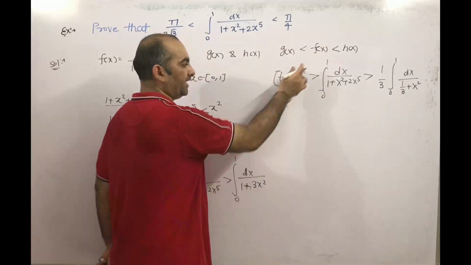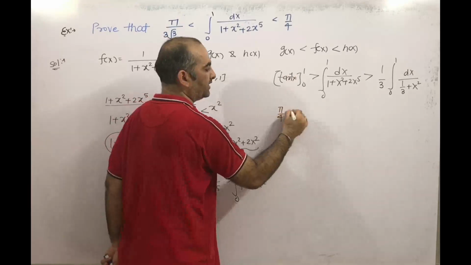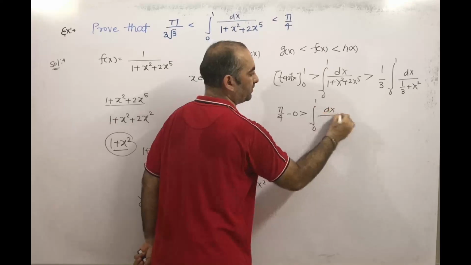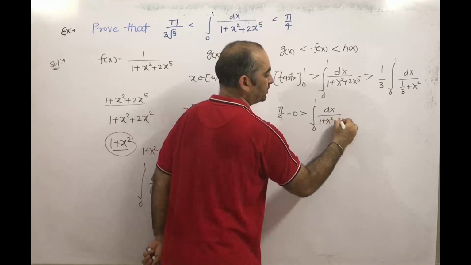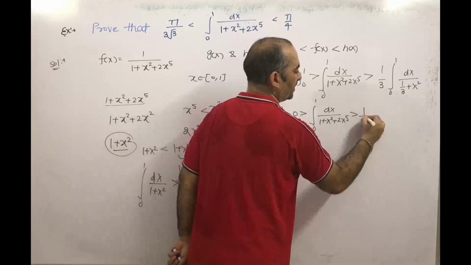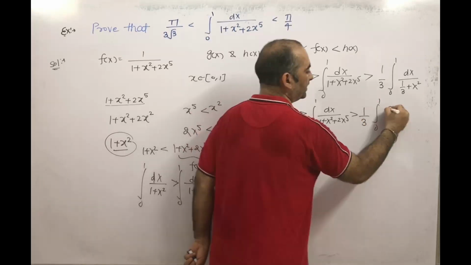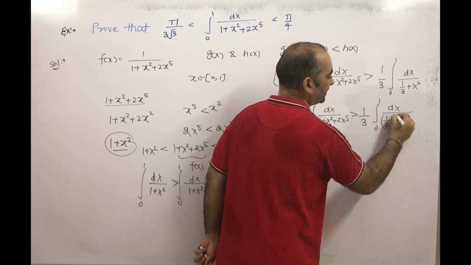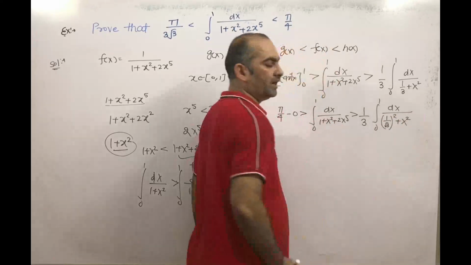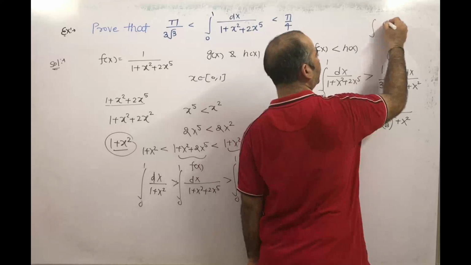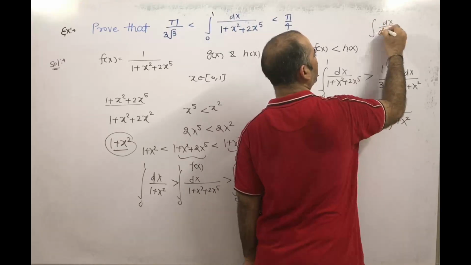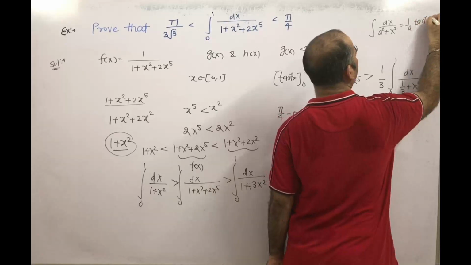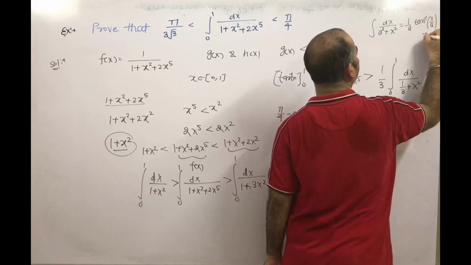So what will come here? tan⁻¹1 is π/4, minus tan⁻¹0 is 0. The integration from 0 to 1 of dx divided by 1 plus x² plus 2x⁵ is greater than 1/3 times the integration from 0 to 1 of dx divided by, this one we can write as (1/√3)² plus x². And we know the integration of dx divided by a² plus x² is 1/a tan⁻¹(x/a) plus c.